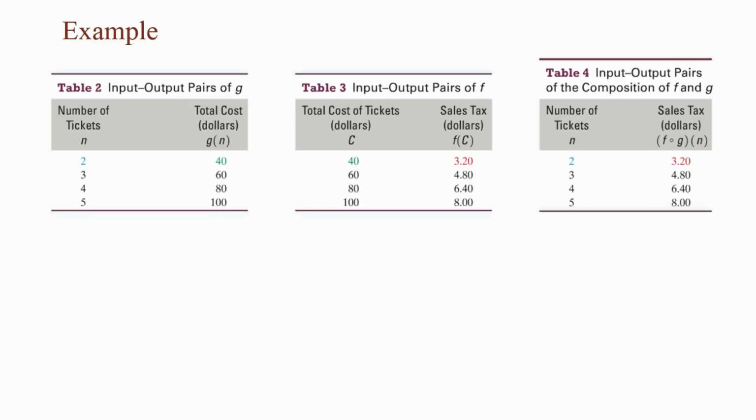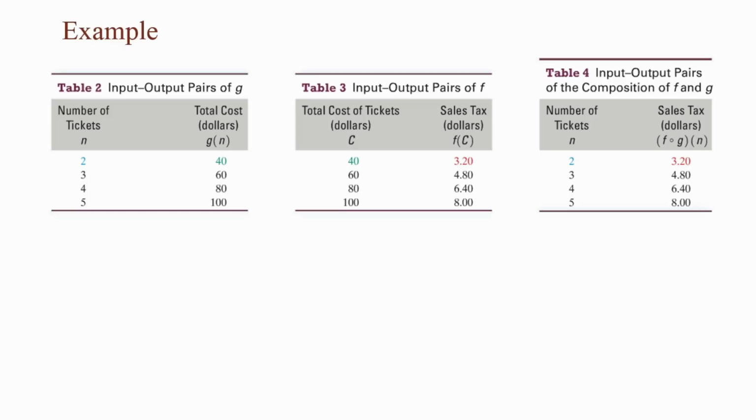Table 3 has input-output pairs of function F. The cost of tickets in dollars is C, and the sales tax in dollars is F of C. So if my tickets cost $40, I have to pay $3.20 in sales tax. If the cost of my tickets is $60, I have to pay $4.80 in sales tax. If my cost is $80, I have to pay $6.40 in sales tax. If the cost of my tickets is $100, I have to pay $8 in sales tax.